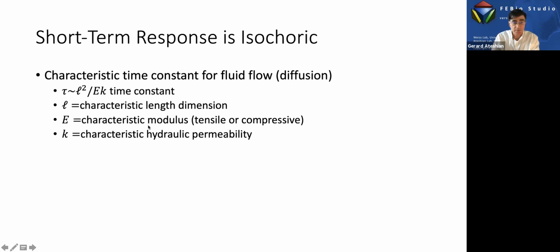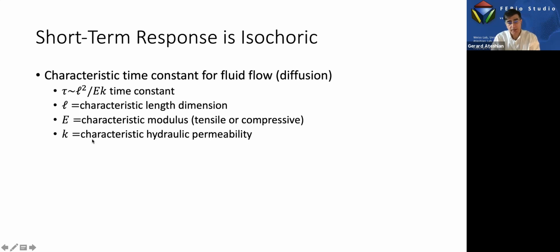The characteristic modulus, again, is either tensile or compressive. In confined compression, the tissue is in compression only, so you pick the compressive modulus. But if you have a fibrillar tissue like cartilage, for example, its tensile modulus will be much larger. And in unconfined compression, the direction in which the fluid is flowing, the radial direction, is going to be in tension when you compress the tissue. So you would have to pick the tensile modulus for the characteristic time constant in unconfined compression.